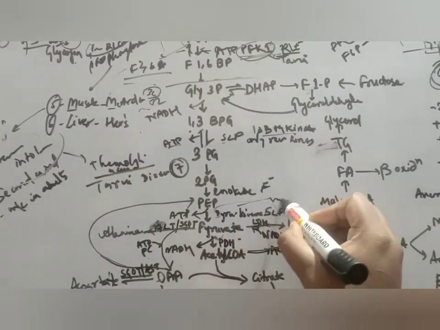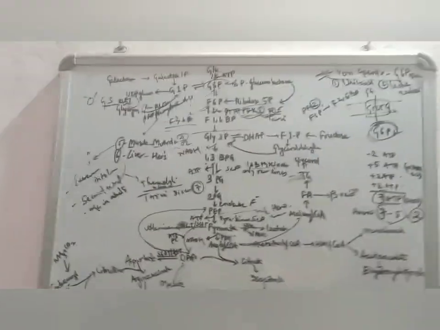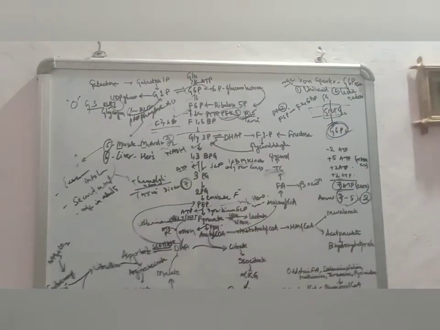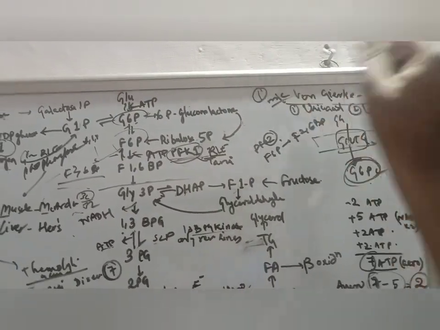Pyruvate kinase will be the most common enzyme associated with hemolytic anemia in glycolysis. Okay. And also, since we have done type 5, 6 and 7, let us do the other types also. Type 1 is done, von Gierke. See, most common and everything, this is type 1. So where is type 2, 3 and 4?